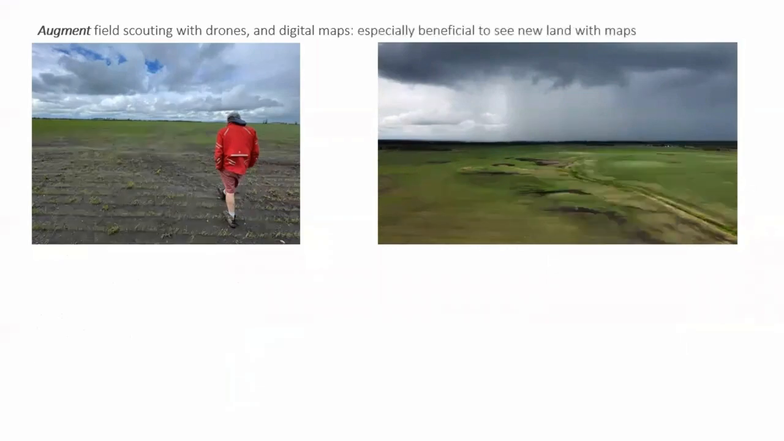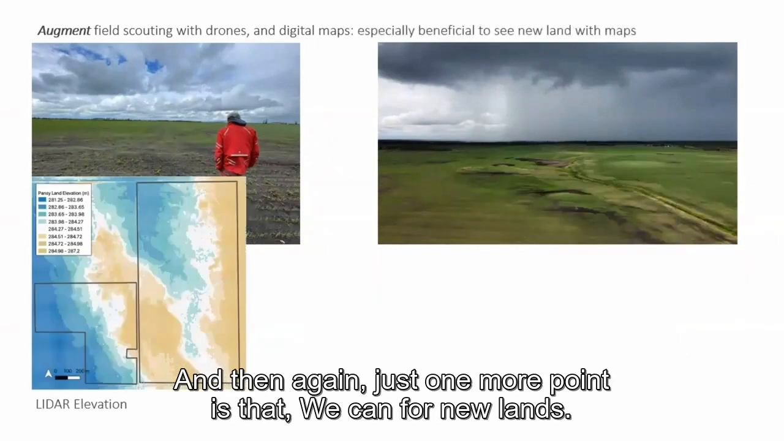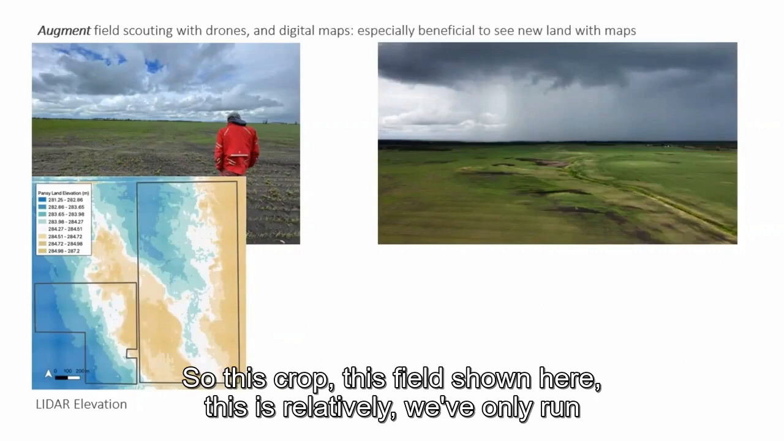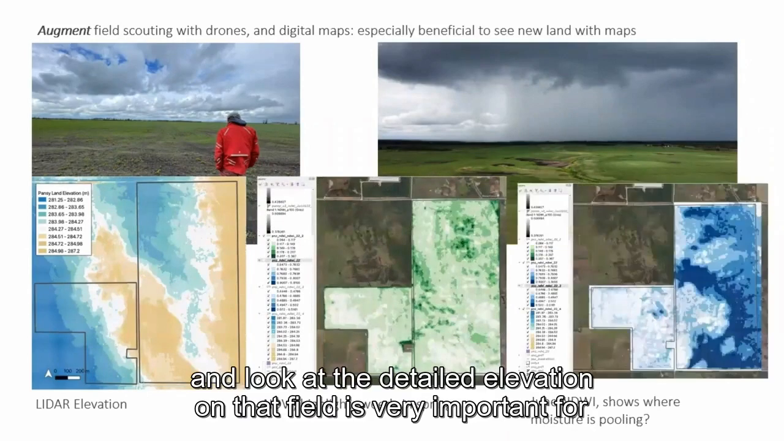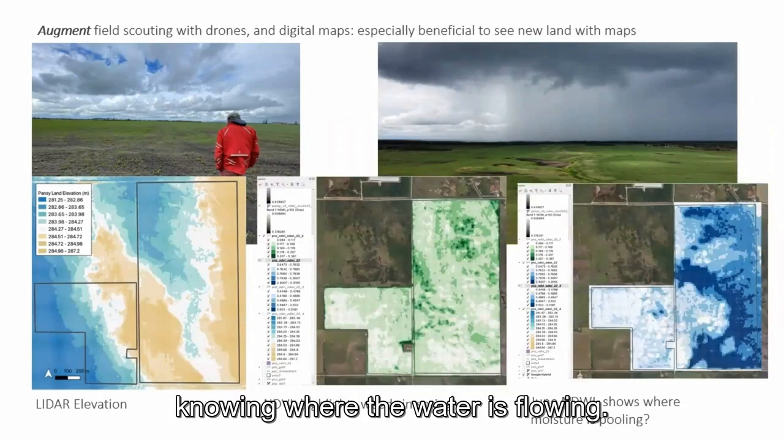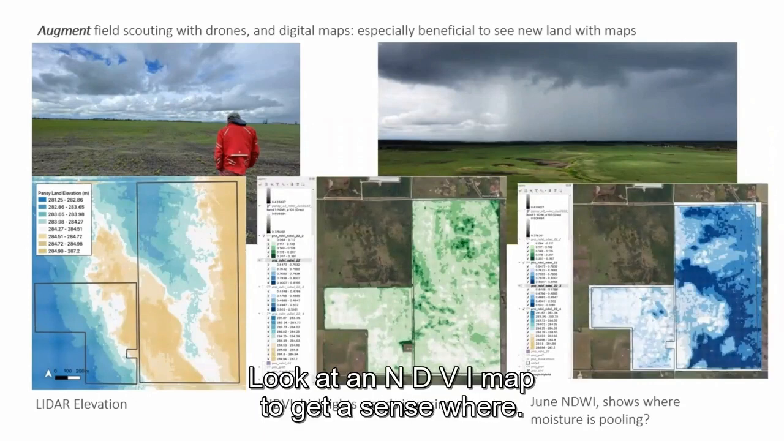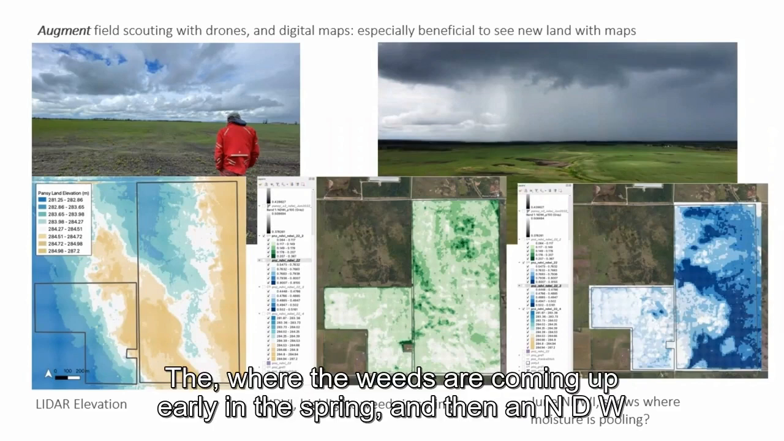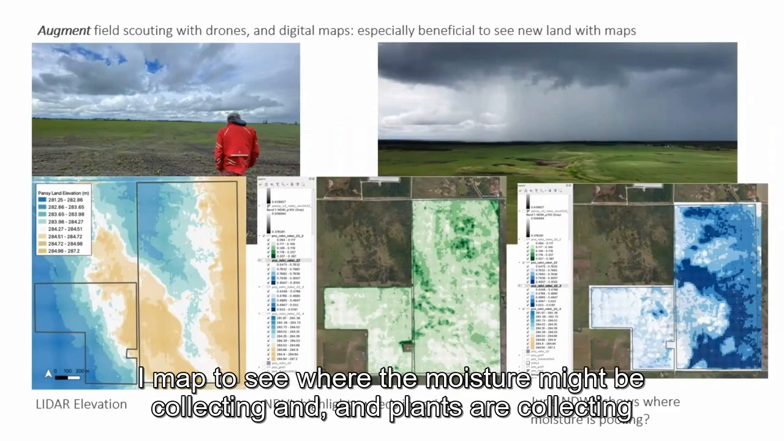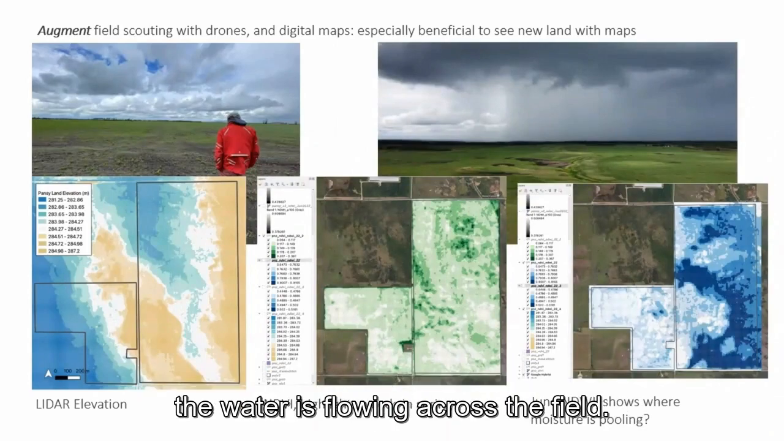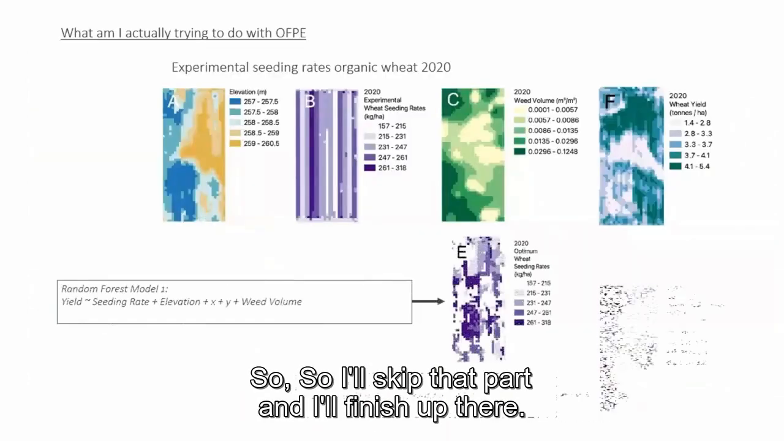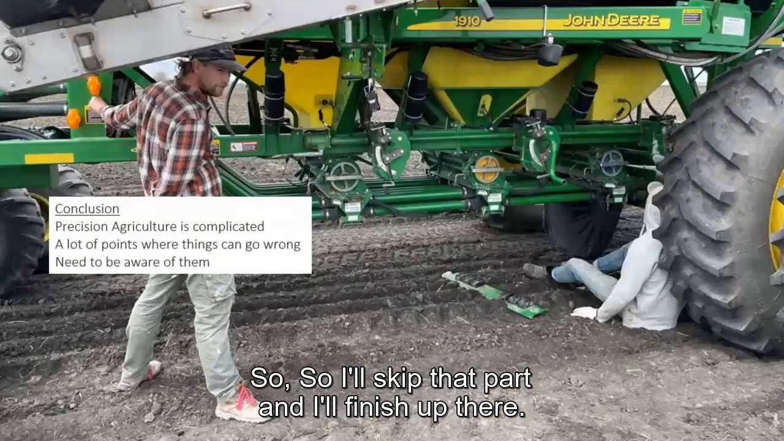And one more point is that for new land, like this field shown here, we've only run it for a couple of years on our farm. Being able to pull up maps and look at the detailed elevation on that field is very important for knowing where the water is flowing. We look at an NDVI map to get a sense of where the weeds are coming up early in the spring, and then an NDWI map to see where the moisture might be collecting and plants are collecting that moisture. In Manitoba, we're always thinking about where the water is flowing across a field. So I'll skip that part and finish up there.